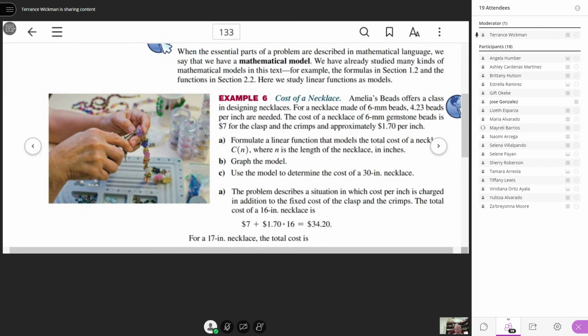Well, look, let's just go to A. We know it costs $7 just for the class, $1.70 per inch, and they wanted to go 16 inches. It's all up there in the guidance. The total cost of a 16-inch necklace. Just multiply it out.